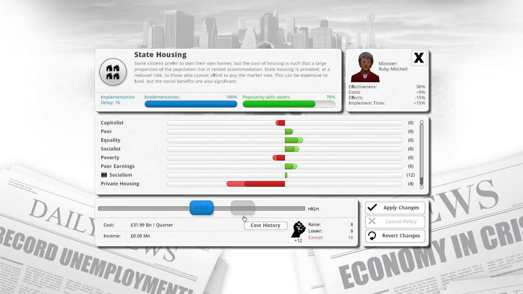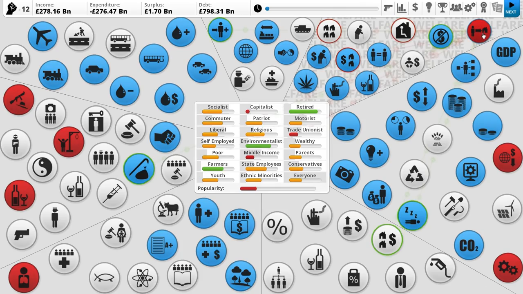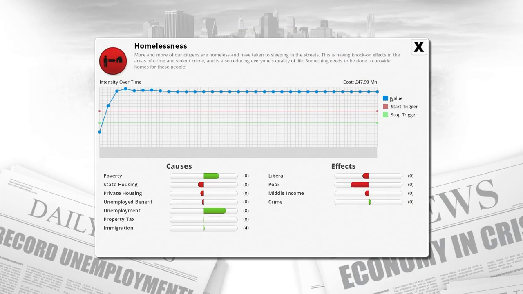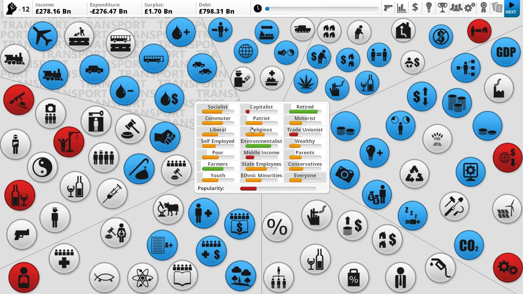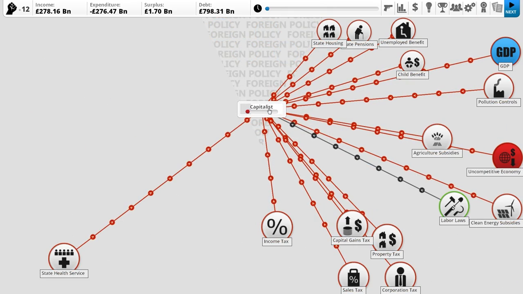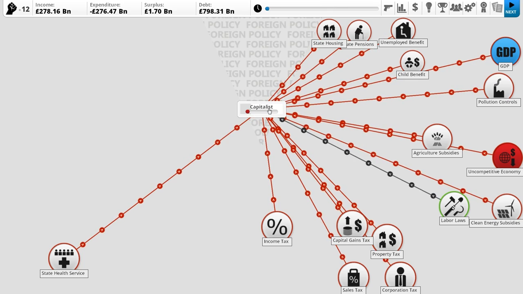deal with poverty. Oh, we can actually raise that right now. This is probably a good idea. So this will make the capitalists hate us, but it'll reduce poverty and reduce homelessness. Is homelessness an issue? Yes, it is. And it's kind of high. So basically, we're going to have to sacrifice some of these groups to not like us that much. Capitalists really hate us.